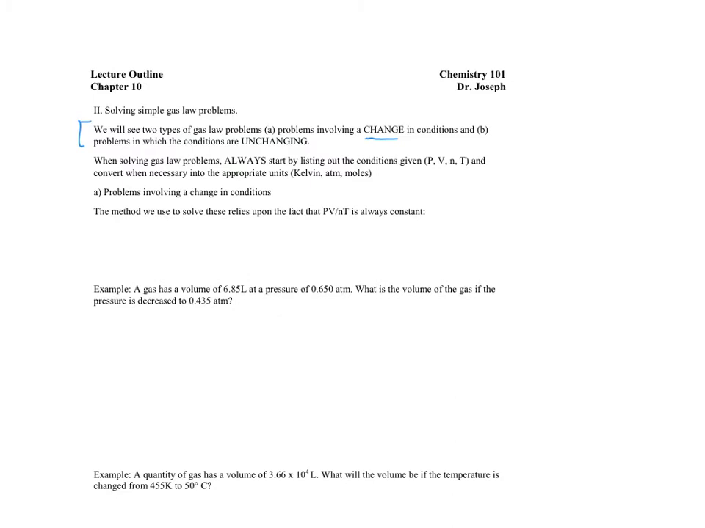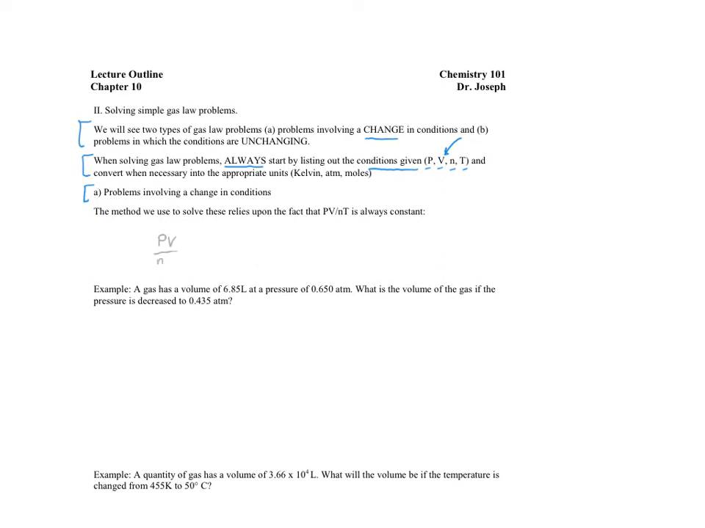Now, for both types of problems, you always want to do the same thing when you look at a gas law problem. Always start out by listing out the conditions that are given. Even if the conditions aren't changing, always write out these conditions. And by conditions, again, I mean pressure, volume, moles, and temperature. I'll show you an example of how I like to do it down below. So let's start off by looking at problems that involve a change in the conditions.